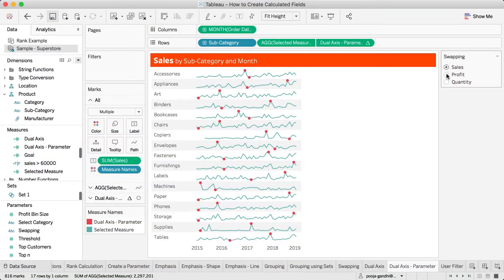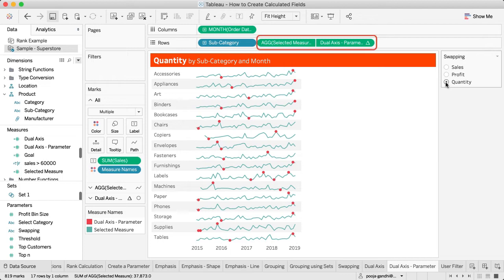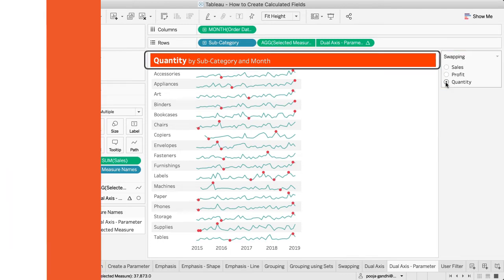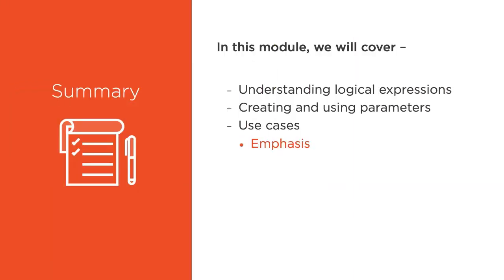Tableau helps people see and understand their data, but you need to know the why and the how behind data and analytics in order to be effective. This course is designed to help you understand calculation concepts in Tableau.